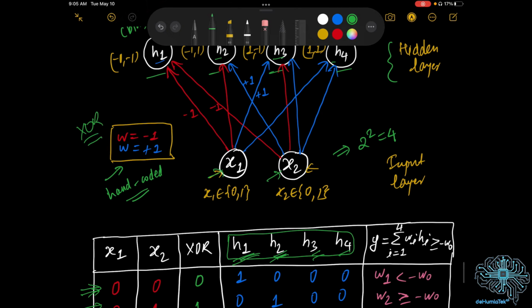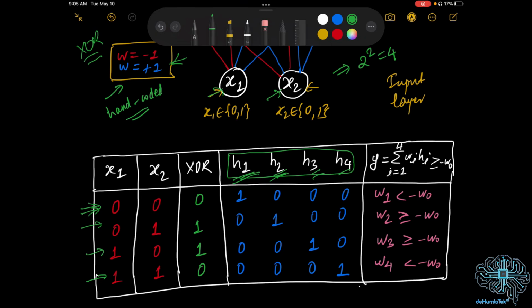So for that we have hand coded these weights. That's why for each possibility, only one perceptron in the hidden layer should get fired. That's why it's kind of like an identity matrix. Only one perceptron in the hidden layer should fire for each pair of X1 and X2, and based on this, the output layer gets the conditions, the inequalities, for the output neuron to fire.